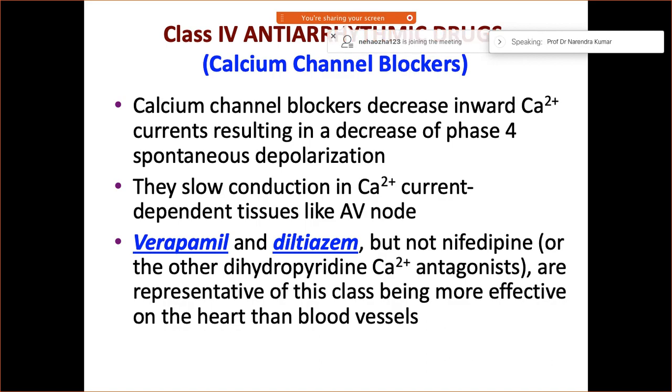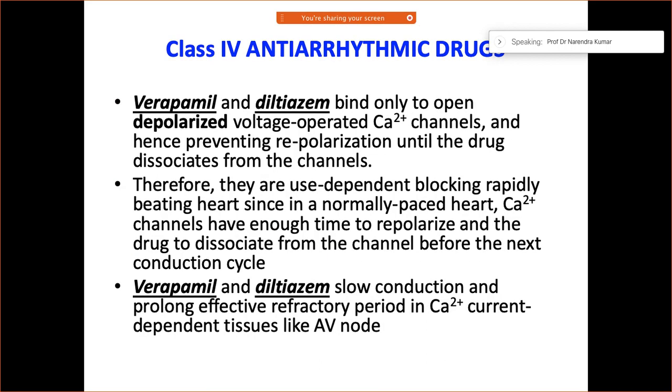Similarly, for the calcium channel blockers, as I already said, the two most common examples are verapamil and diltiazem. You should not include nifedipine in this group of drugs. Okay, they decrease the inward calcium, resulting in a decrease of phase 4 spontaneous depolarization, in fact. Another good thing is they are selective for better cardiac action compared to the blood vessels.